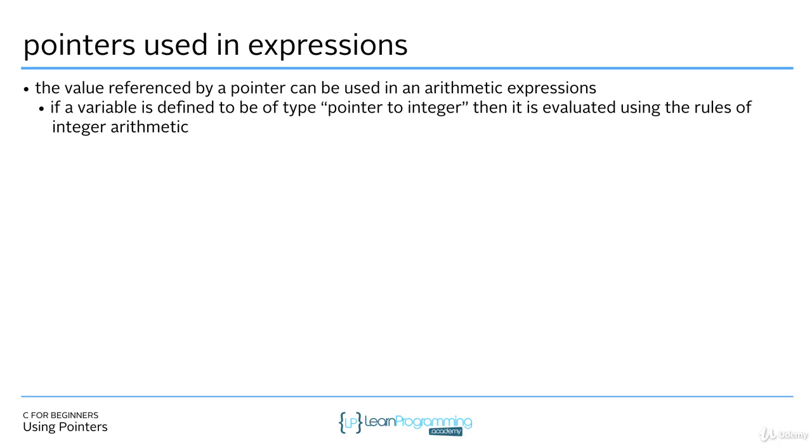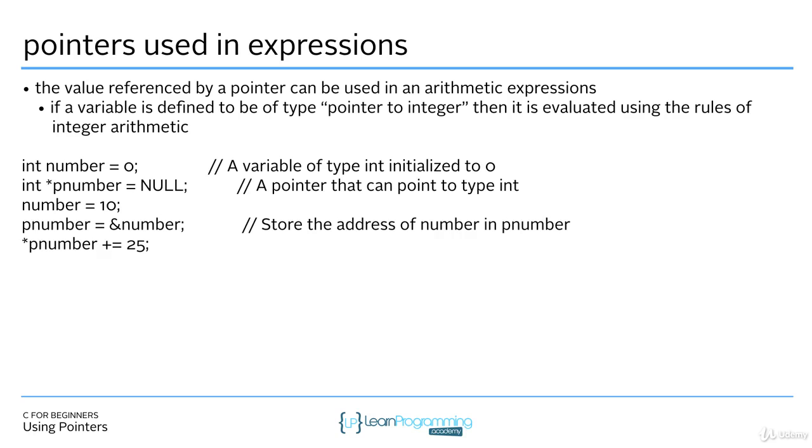You can also use pointers in expressions. We talked about this a little earlier: we dereferenced the pointer and added 15 to it, and I think we got 20. So the value referenced by a pointer can be used in arithmetic expressions. If a variable is defined to be of type pointer to integer, then it is evaluated using the rules of integer arithmetic, and we showed that with the dereference.